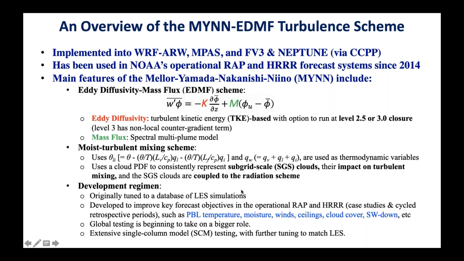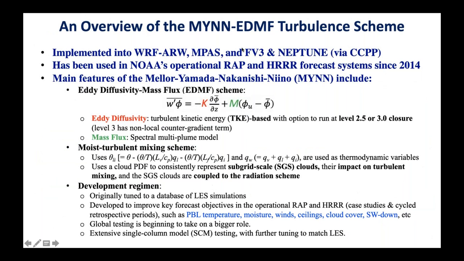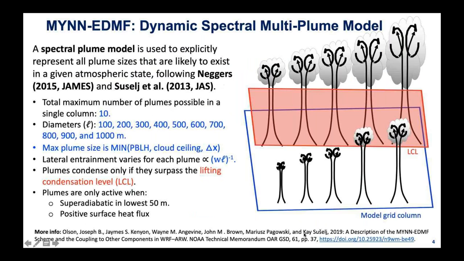So the original version of the MYNN was tuned to LES, and that was kind of ahead of its time. That was done by Nakanishi and Niino. Since then we've added this mass flux component, and using it in the RAP and HRRR, we've been developing it to provide improved forecasts for a wide variety of variables. And now that we've moved into the global testing framework, it amplifies the work to a lot of different new climate regimes that is still work in progress. We still do a lot of single column model testing now on the GMTB SCM, and with further tuning to LES, I'll be talking more about that later on.